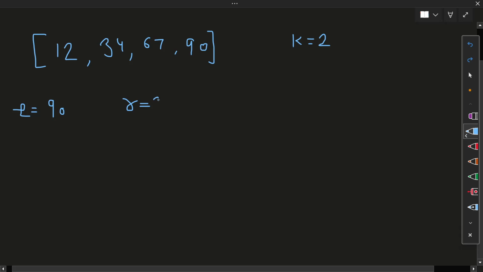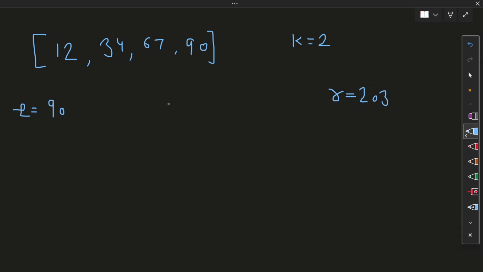So the higher bound is 203. So this is the summation. Now let's find the middle value. What is the middle value? It is the summation of this value plus lower divided by 2. So we got 146. So if we want to allocate 146 pages at max to one single person, then how many persons do we require?